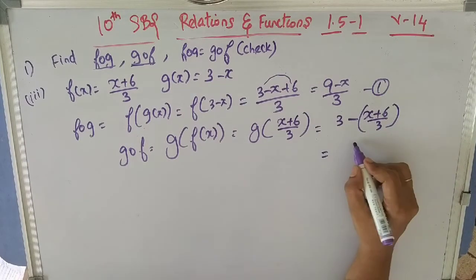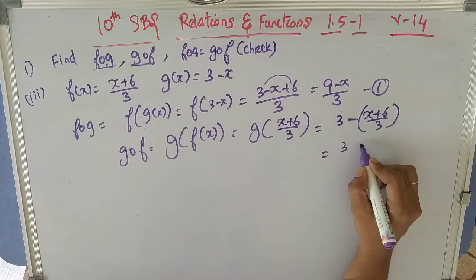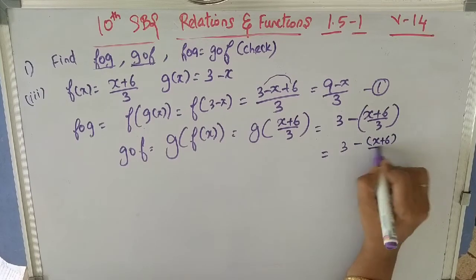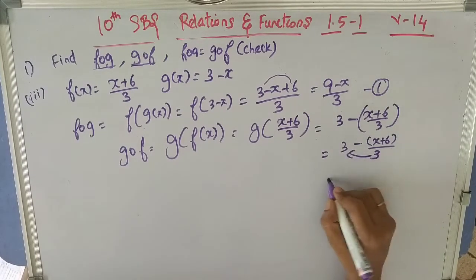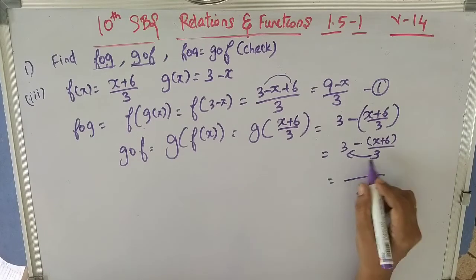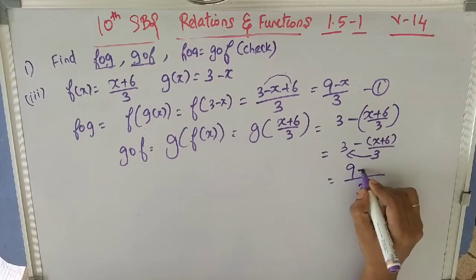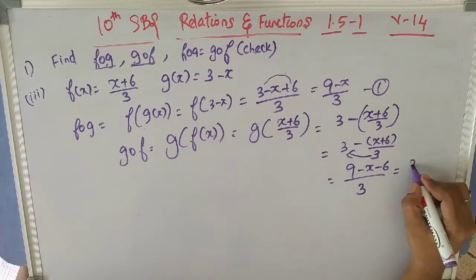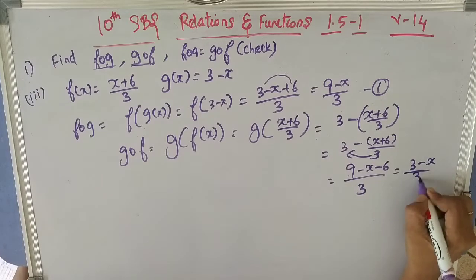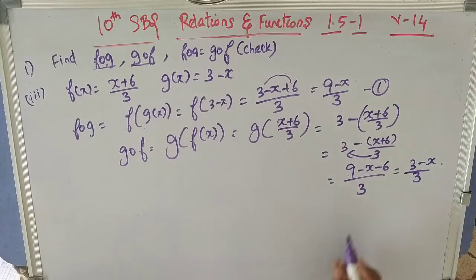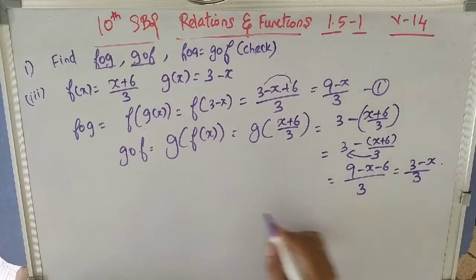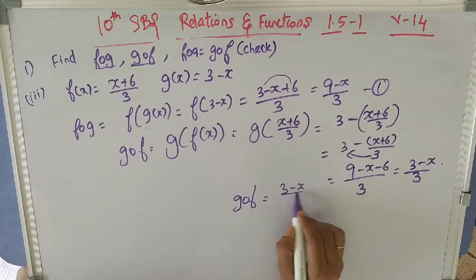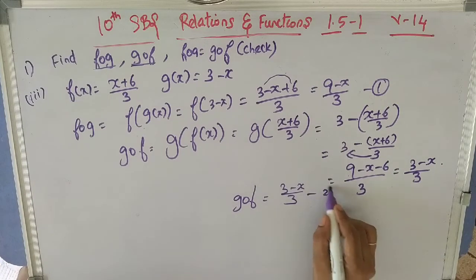Now we have to take LCM. That is 3 is the LCM. So 3 into 3 minus x plus 6 by 3. So 3 into 3 is 9. So 9 minus x minus 6 by 3. That is equal to 9 minus 6 is 3. So 3 minus x by 3. Okay. This is g dot f. I am marking it as 2.